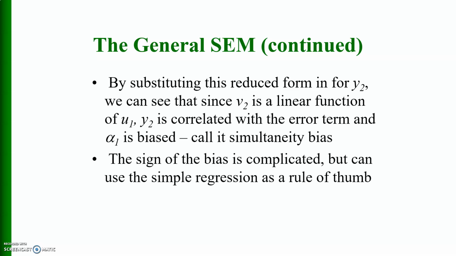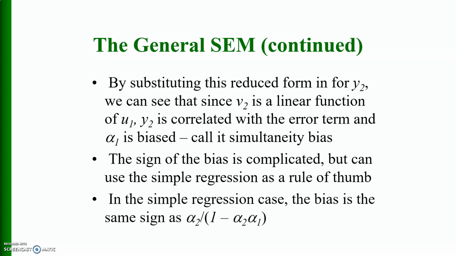The sign of the bias is complicated, but we can use the simple regression as a rule of thumb. In the simple regression case, the bias has the same sign as alpha 2 divided by 1 minus alpha 2 times alpha 1.